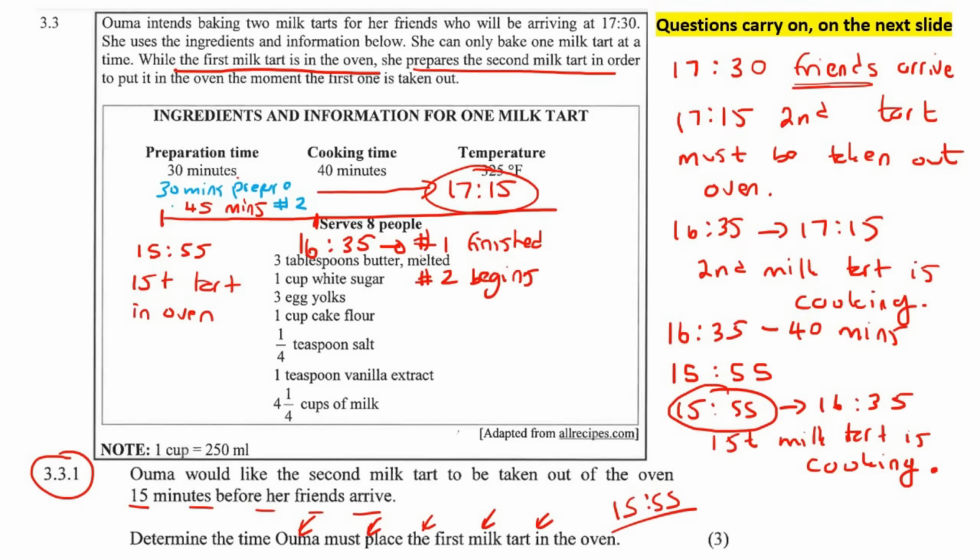So I know that I wrote this all out in a very informal way. So in the test, what you would do is start at 17:30 and take away 15 minutes, and then you would take away 40 minutes, and then you would take away 40 minutes again, and you would arrive at this time of 15:55.